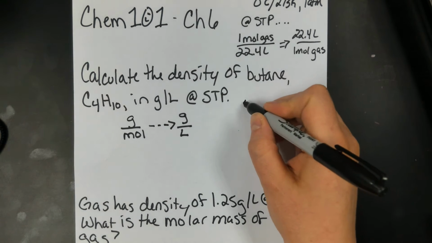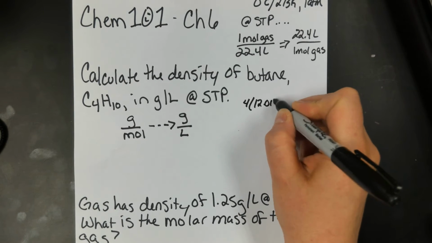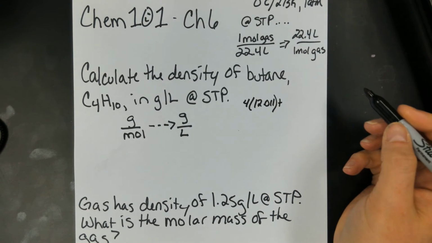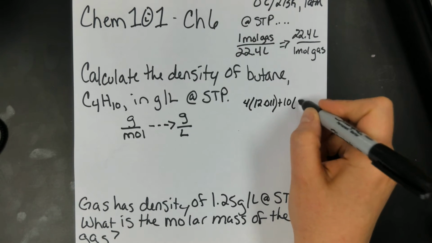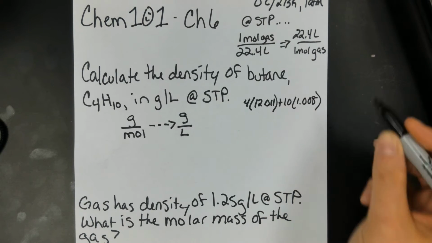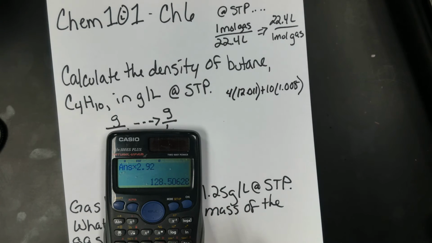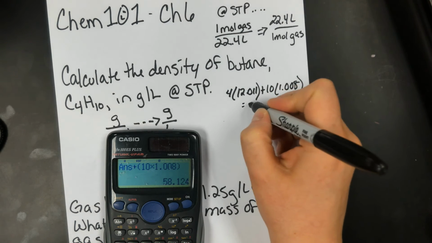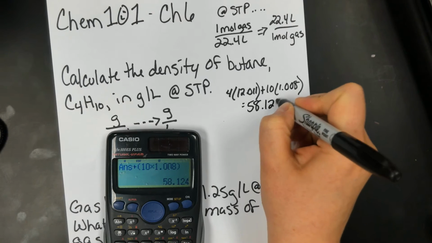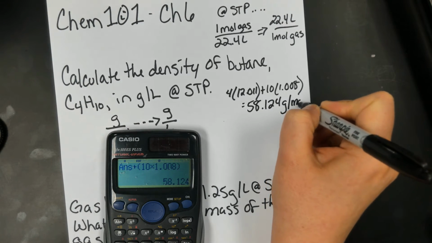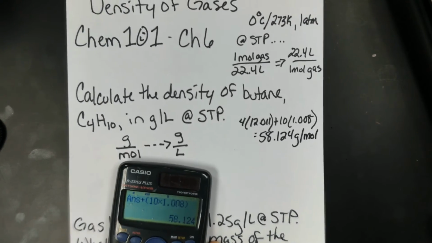So it's going to be 4 times 12.011 plus 10 times 1.008. Where did I get these numbers? These are from the periodic table, right? So 4 times 12.011 plus 10 times 1.008, I got 58.124 grams per mole. That's the unit that we see on the periodic table, right?